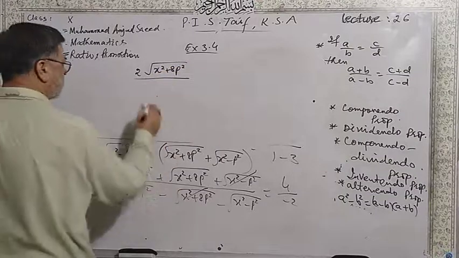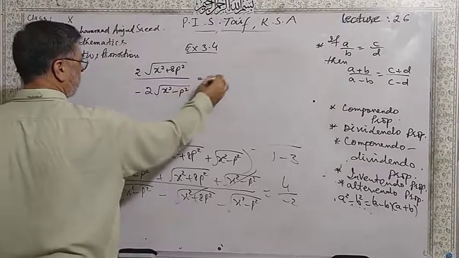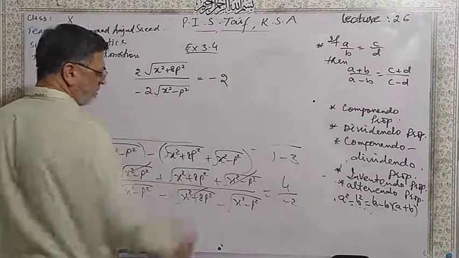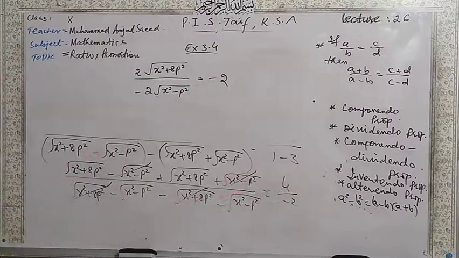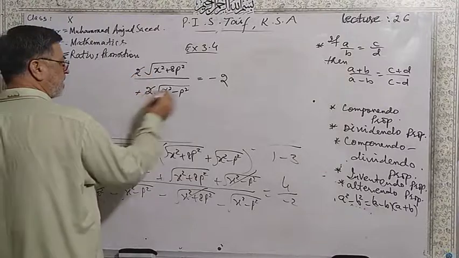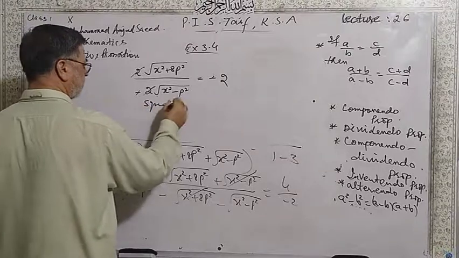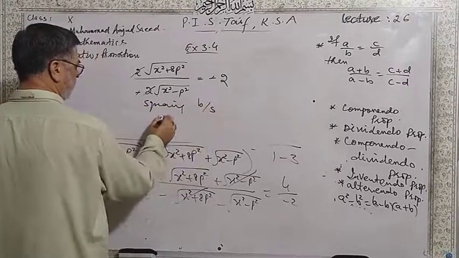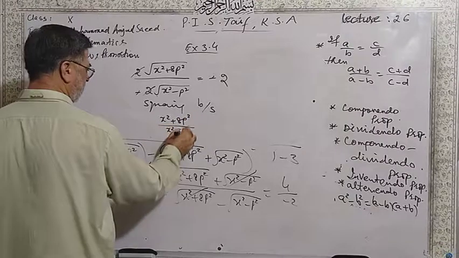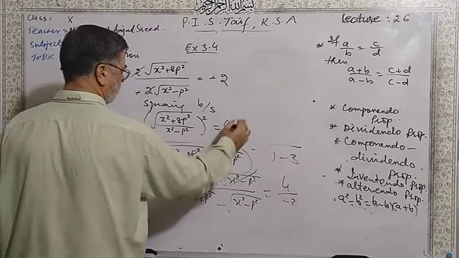And the denominator is minus 2 into x square minus p square. That will be minus 2. 4 divided by minus 2 is minus 2. You can cancel this 2 and 2, and the minus with this minus. Squaring both sides. Under root x square plus 8p square over x square minus p square, whole square is 2 square.